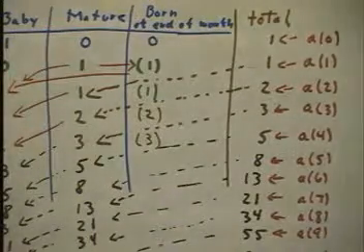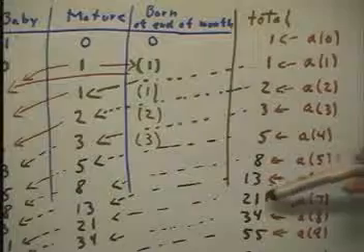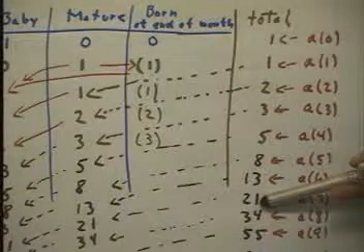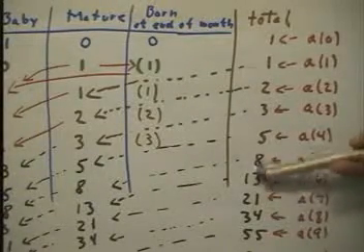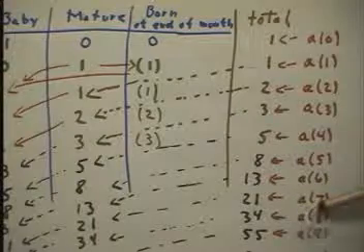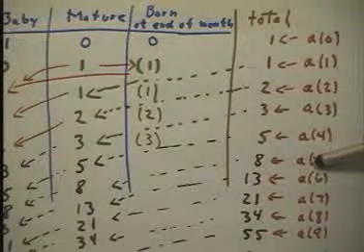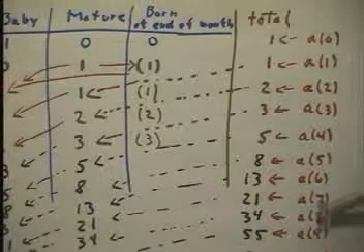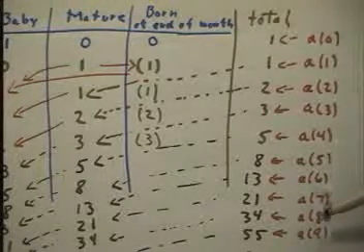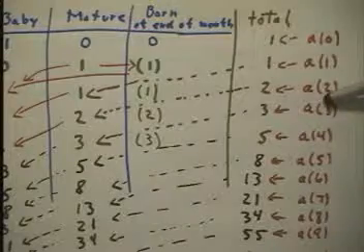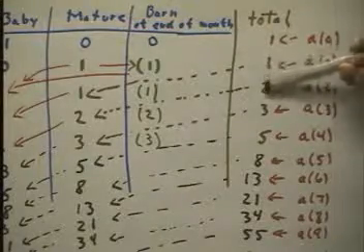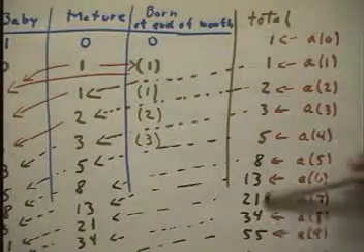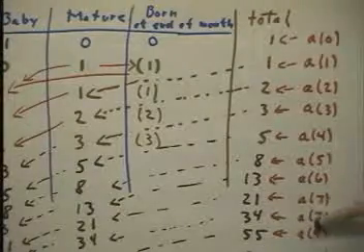We can notice that every number in this total column is equal to the sum of the two numbers just above it. That is, A7 equals A6 plus A5. 8 plus 13 is 21. A9 equals A8 plus A7. A3 equals A2 plus A1. 1 plus 2 is 3. 21 plus 34 is 55.